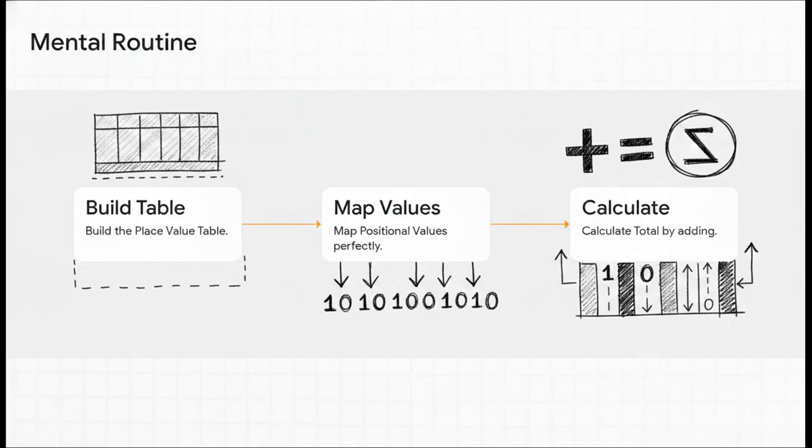So let's lock this in as a quick, snappy, 3-step mental routine that you execute the literal second you sit down for that exam. Step 1, build the place value table. Step 2, map the positional values perfectly underneath. And Step 3, calculate the final total, but remember, only add the columns that actually have a 1 in them. It's just a totally bulletproof mechanism.